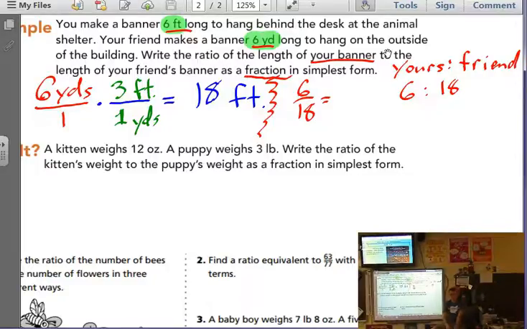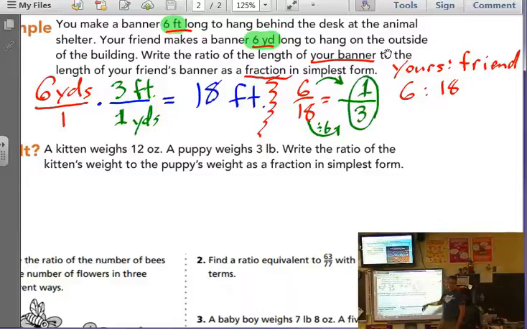Simplify it, like divide by 3. Bigger. Oh, yeah, you divide by 6. We can divide by 6 on top and bottom. And we get 1/3. Your banner is 1/3 the length of your friend's. Now, the other comparison we could have made is, since they're both 6, feet are 1/3 of yards. So since these were both 6, you could have just said, oh, feet are 1/3 of yards, and then you're done.